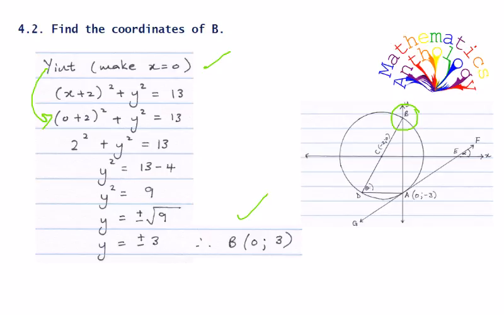So we'll end up with (0 + 2) all squared plus y squared is equal to 13. 2 squared plus y squared equals 13, y squared equals 13 minus 4, y squared equals 9. Then y will equal plus or minus the square root of 9. So y can be positive 3 or negative 3. But we look at the diagram, B is on the positive side of the y-axis. So the coordinates of B then need to be (0, 3).